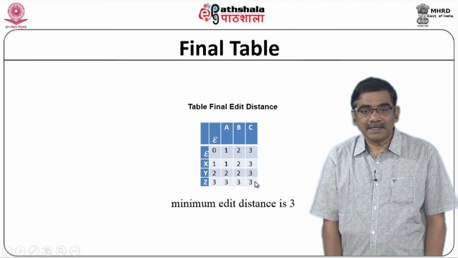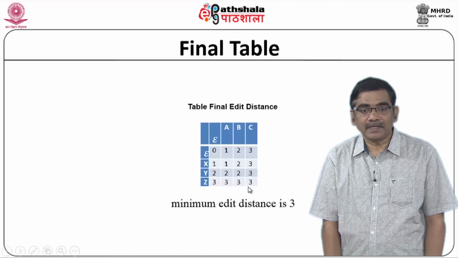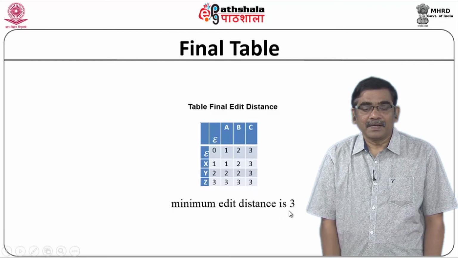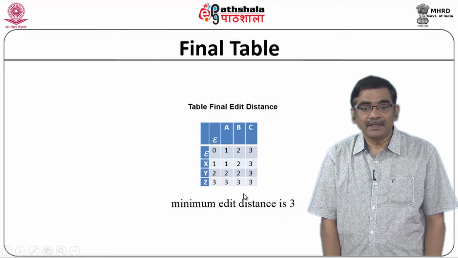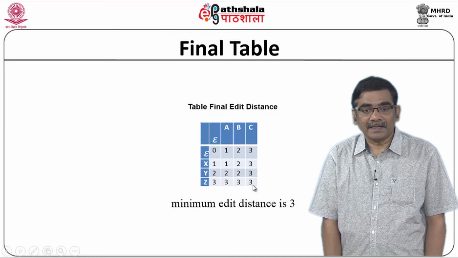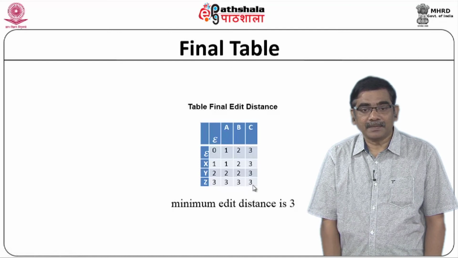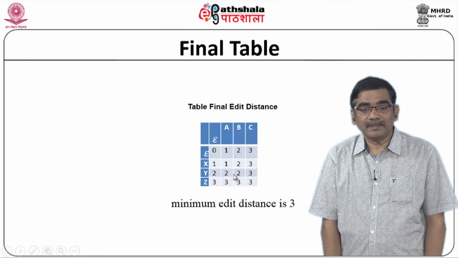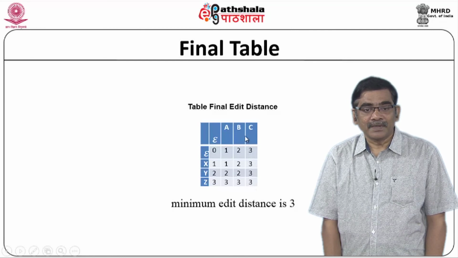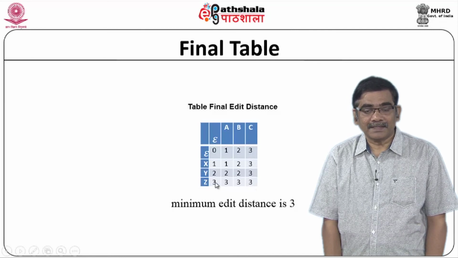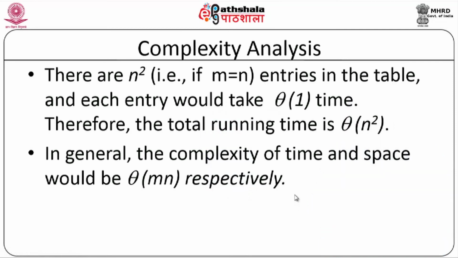Now you can see that 3 is going to be the cost. So, the minimum edit distance is 3. You can also trace which operations are required. For that, we trace how each entry is computed. This entry is computed from the diagonal. So, you can come to the conclusion that 3 substitutions are necessary to transform the string ABC to XYZ and vice versa. What is the complexity analysis?